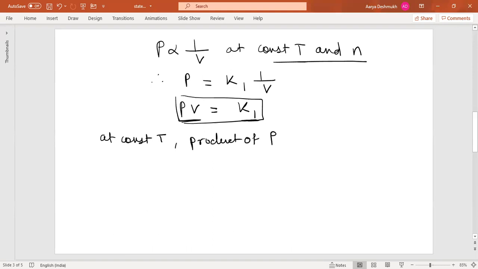Product of pressure and volume of fixed amount. This is also important, this fixed amount word. Fixed amount of a gas is constant. It's constant. This is the constant.